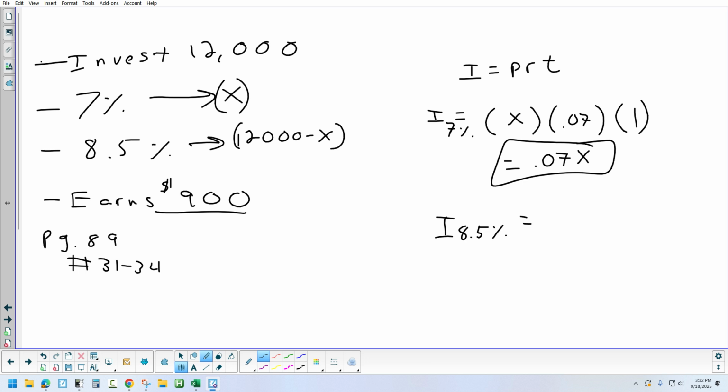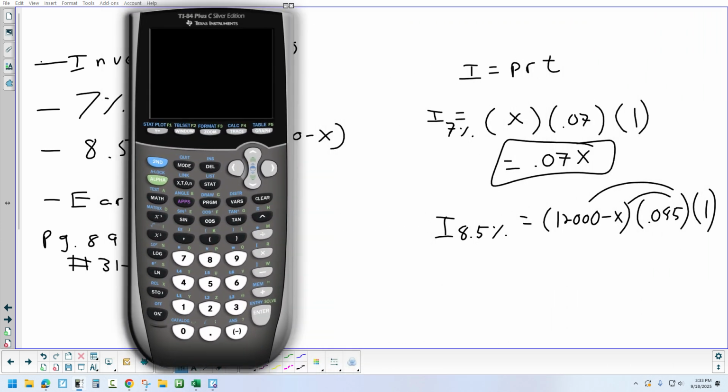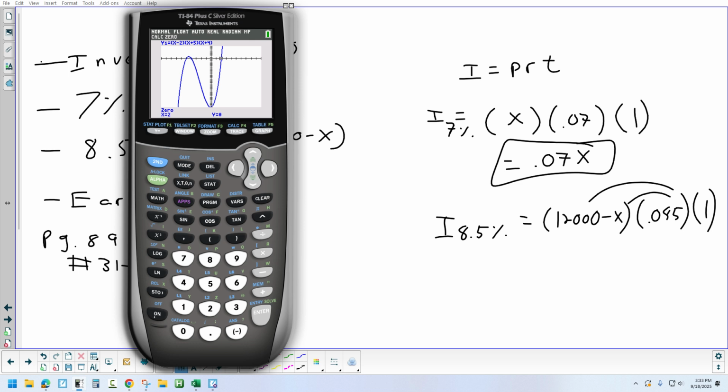So interest at 8.5%. What's the principal for the 8.5? Yeah, 12,000 minus X. What's the rate for this account? 0.085. And what's the time? Well, what was the time for the first one? Okay, so we're going to multiply that out, and then we'll clean that formula up, and then we'll be done with the two separate, and then we can combine.